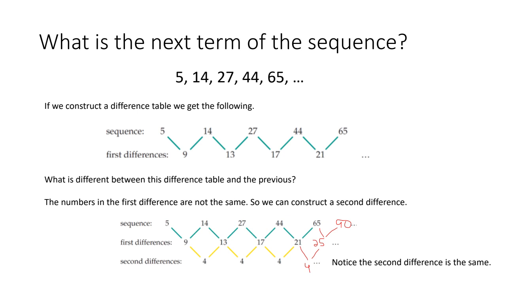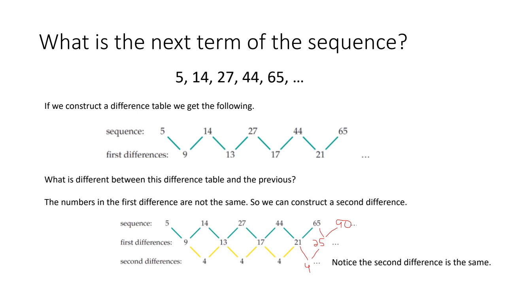And to find the next term on the original sequence, all you need to do is 65 plus 25, or in whichever order, 25 plus 65, and that gives you 90, which is the answer to this question. So when you have a sequence, very often you look at the first difference, and sometimes you will find a pattern, and if you don't, it's okay.